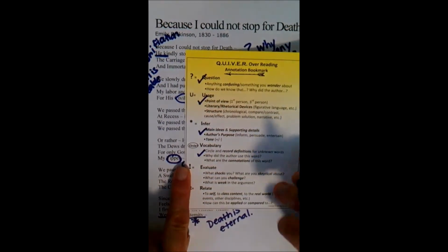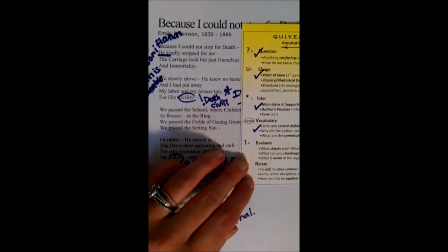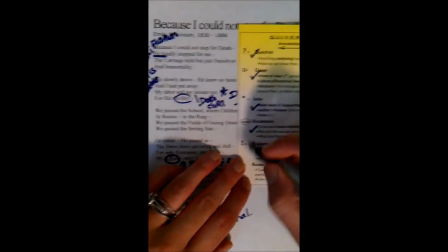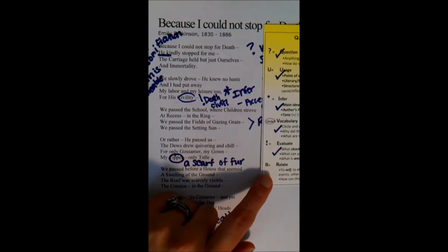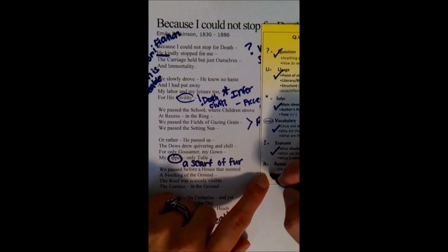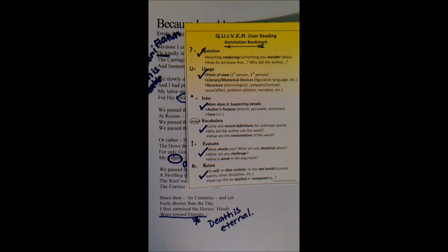We looked up the word tippet, so we can check off our vocabulary. I evaluated the fact that Emily Dickinson said that death was civil, and I thought that that was kind of strange. And I was able to relate how she talked about all the different stages of life, and so I can check that off as well. Okay, it looks like we have them all. I hope this video helped you to learn a new strategy to comprehend text.